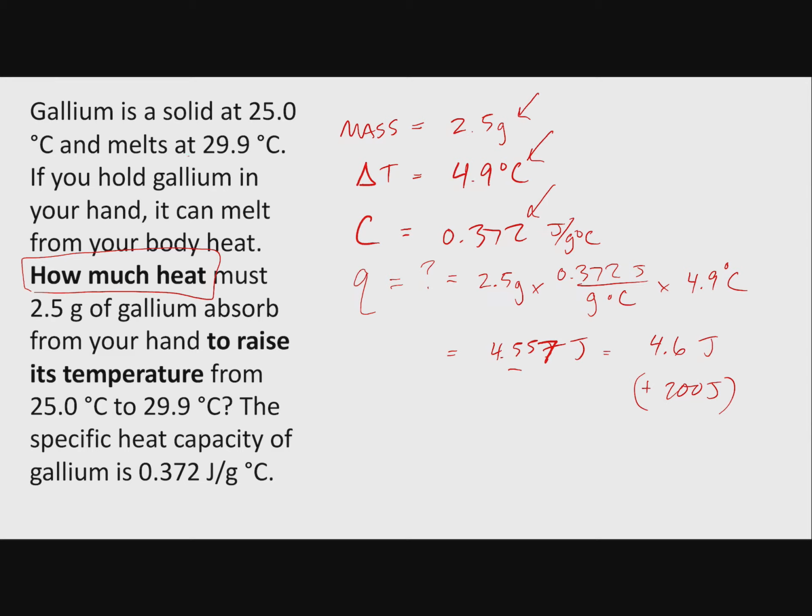Melting the gallium involves breaking the bonds that are holding the atoms together so that they can move away from each other. What we did here was just calculate how much heat we had to put in to get it to the right temperature. It melts at 29.9, but it was at 25. We wanted to warm it up to 29.9, and that takes 4.6 joules.